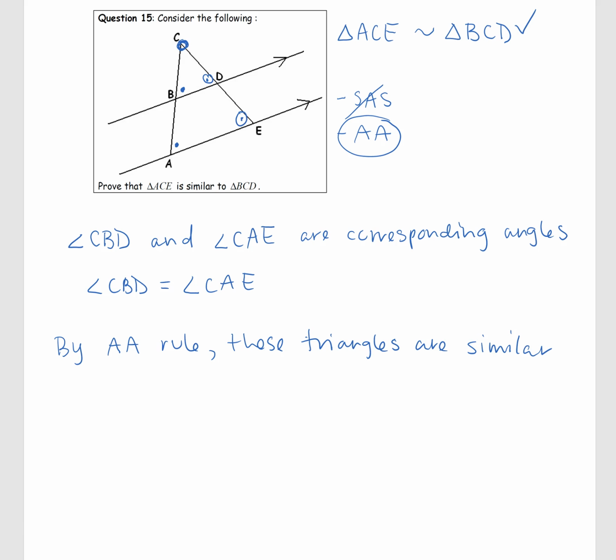Again, for these statements, the order of the letters matters, and so we must check that these vertices match up on our two triangles, and indeed they do. So we can be confident that this statement is correct.